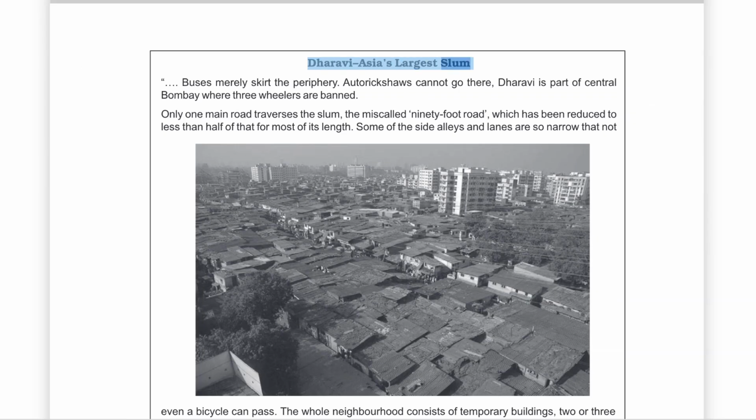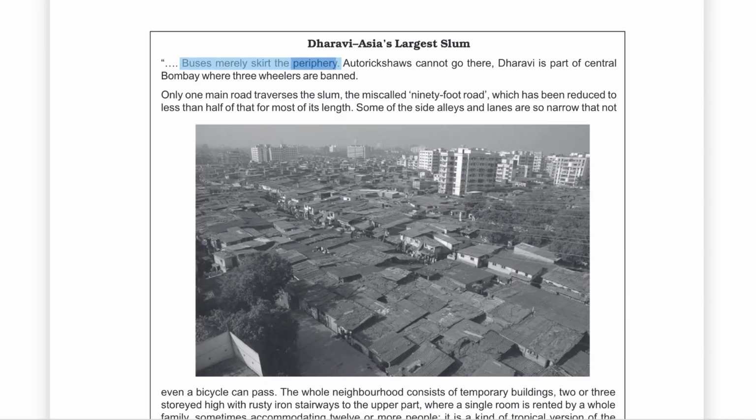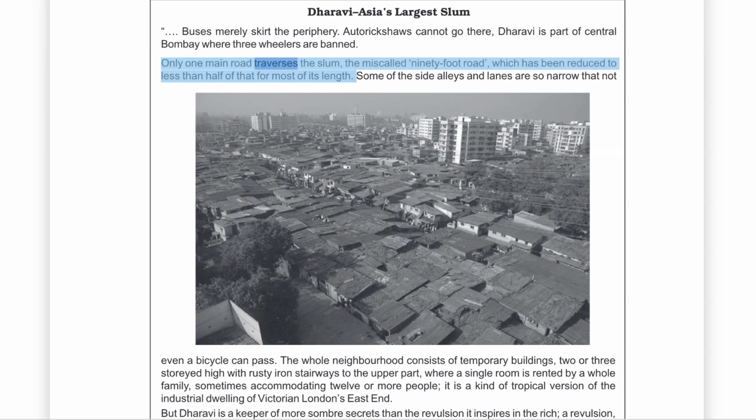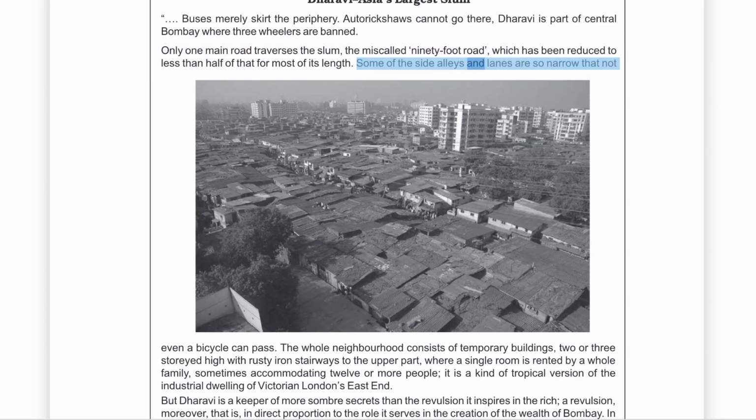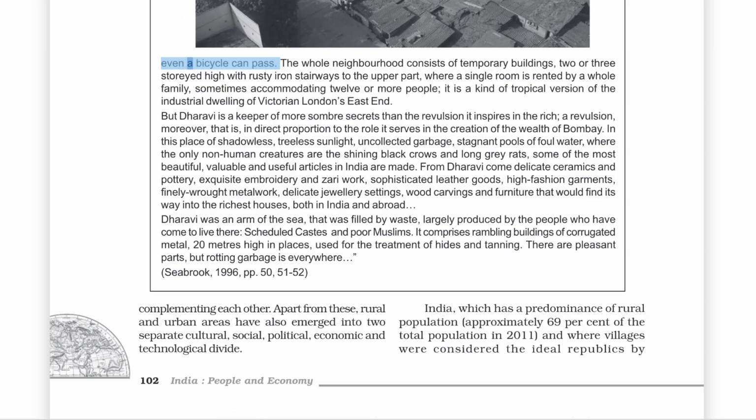Dharavi, Asia's largest slum. Buses merely skirt the periphery. Autorickshaws cannot go there. Dharavi is part of central Bombay where three-wheelers are banned. Only one main road traverses the slum, the miscalled 90-foot road, which has been reduced to less than half of that for most of its length. Some of the side alleys and lanes are so narrow that not even a bicycle can pass. The whole neighborhood consists of temporary buildings, 2 or 3-storeyed high with rusty iron stairways to the upper part, where a single room is rented by a whole family, sometimes accommodating 12 or more people. It is a kind of tropical version of the industrial dwelling of Victorian London's East End.